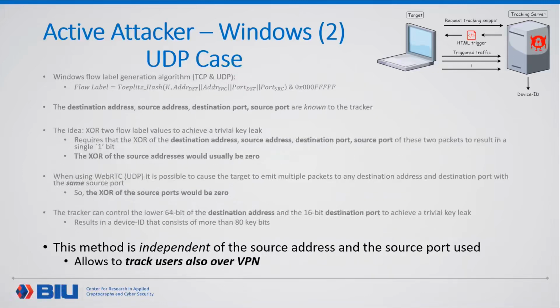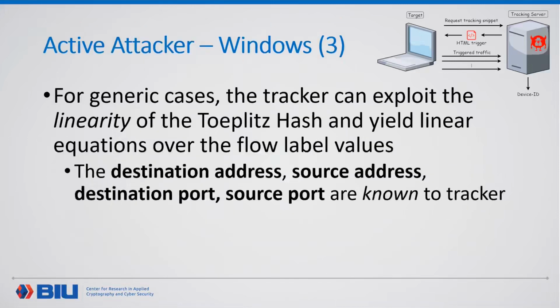Note that this attack didn't require the attacker to know the values of the source address or source port. This allows the attacker also to track users over VPN. What about generic cases, such as TCP or different source ports? So, we can exploit the linearity of the toeplitz hash and yield linear equations on the flow label values because the hash input fields are known to the tracker.